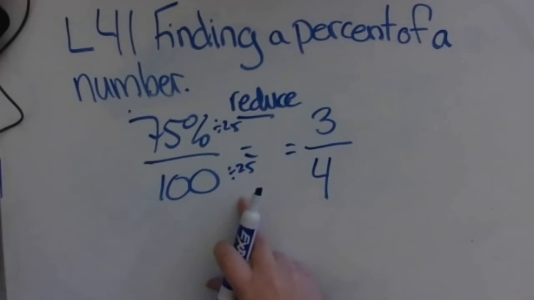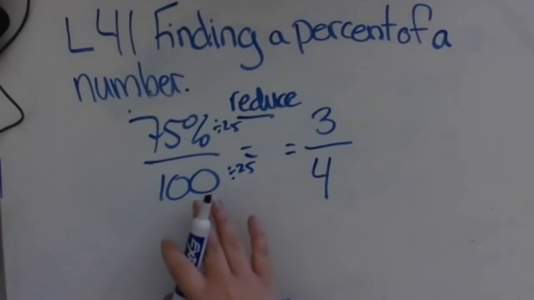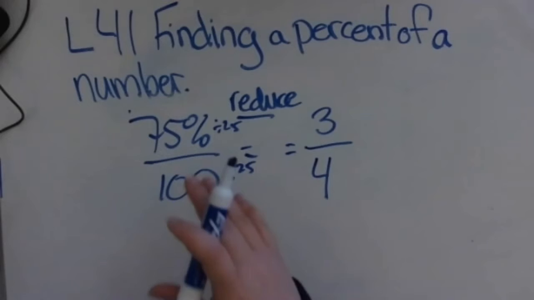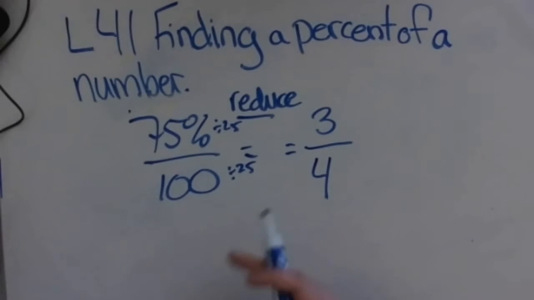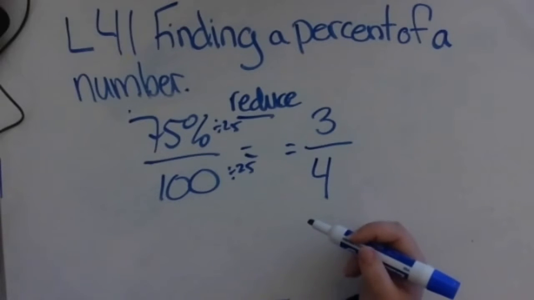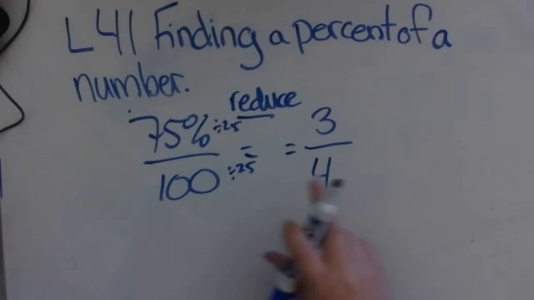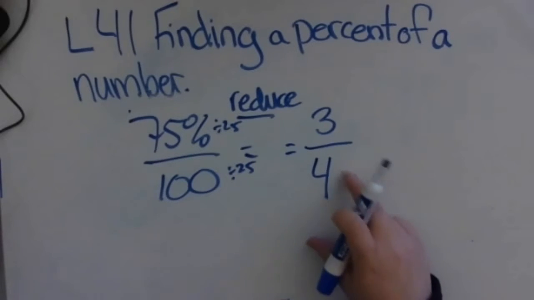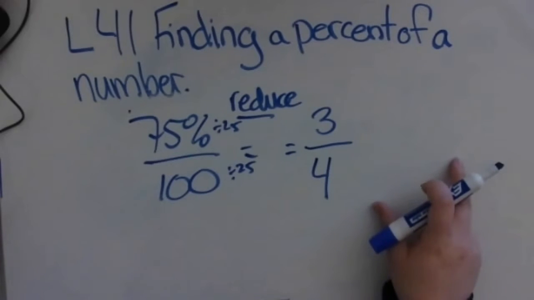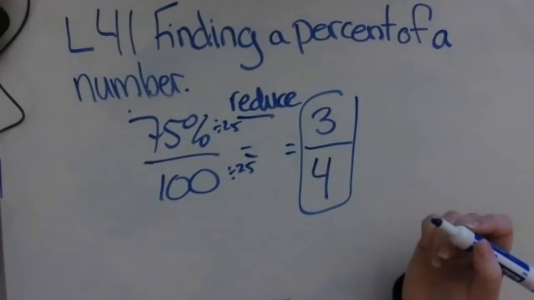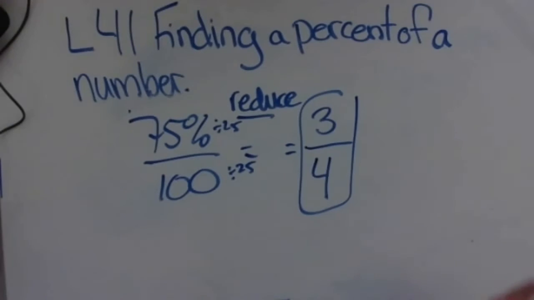Now, if you didn't know 25 right away, you could have done other ones. You could have divided by 5 and then found the next one and the next one. You just have to keep going until you get to lowest terms. If you don't find the biggest one, you need to check that the fraction you get is in lowest terms. If it's not, you need to keep reducing. So my lowest terms for this one is 3/4, and that now has been reduced.